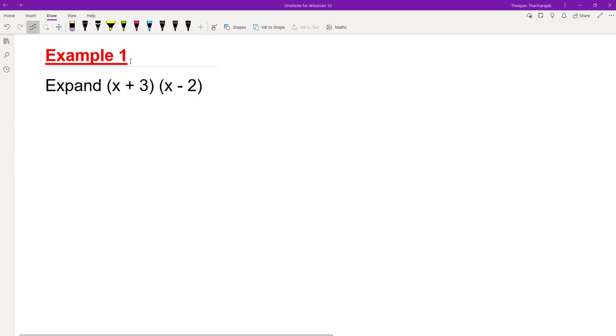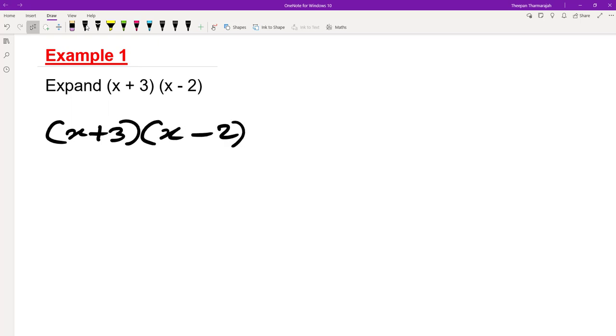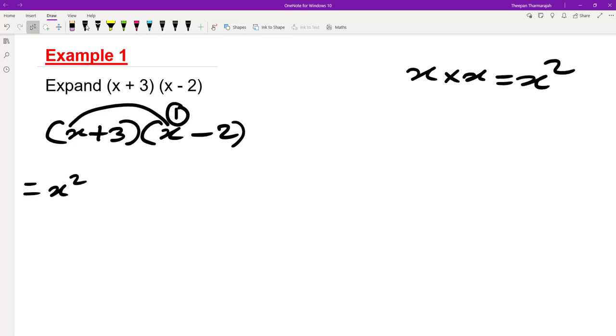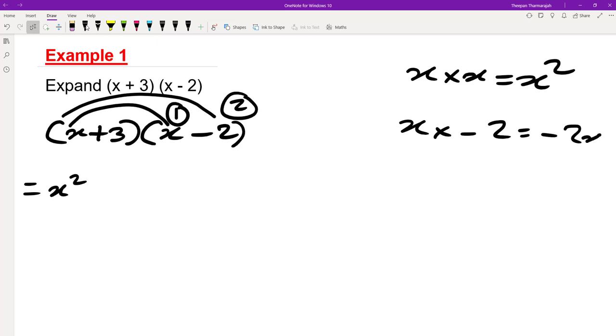Here we've got the next example. So we've got x plus 3 times x minus 2. So x plus 3, x minus 2. So we've got x times x is the first step. That gives me x squared, so I'm going to write that here, x squared. The second step, be careful, this is x times minus 2, which is minus 2x. So I get minus 2x here.